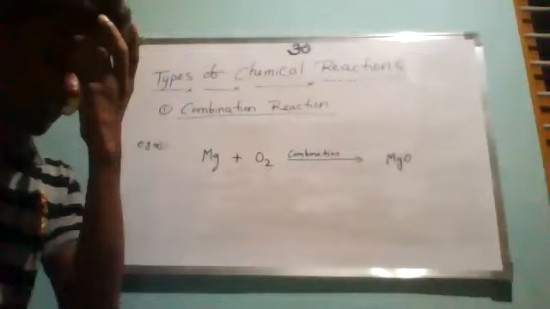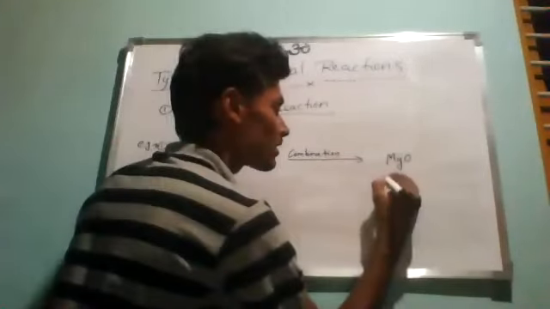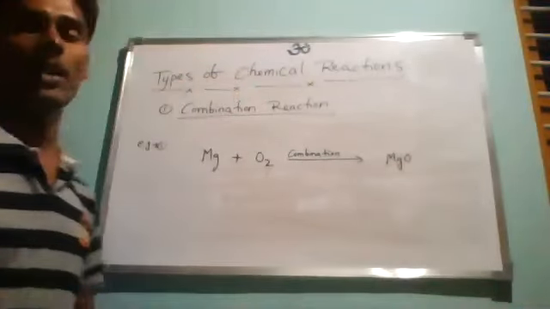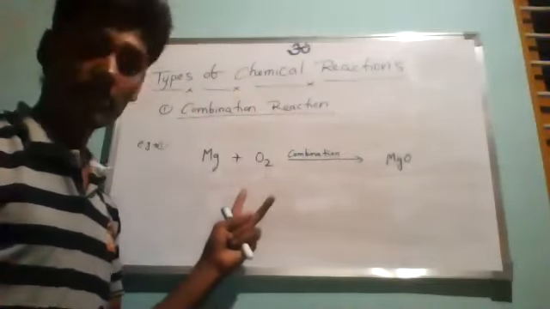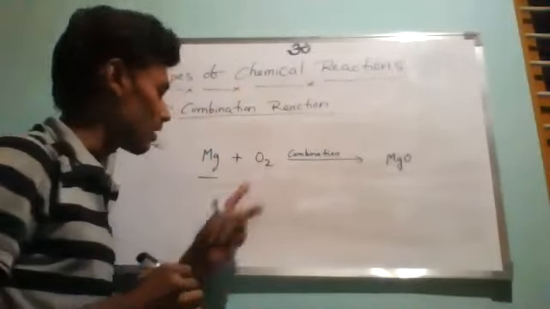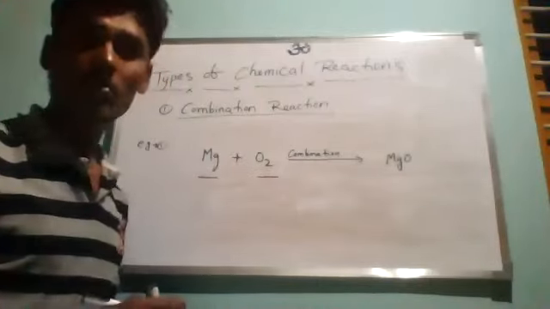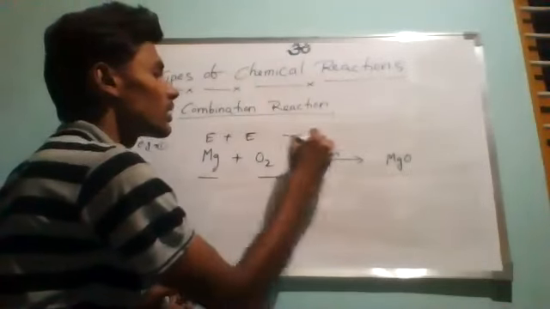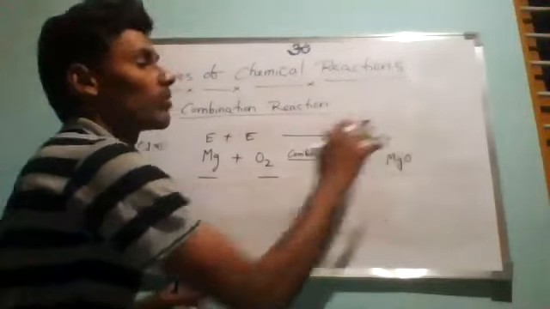Magnesium oxide. So for the product formed here, you can observe how many products are coming: only a single product called magnesium oxide. That is why it is called a combination reaction. If you see here, both reactants are elements. Magnesium is a single element and oxygen is also a single element. So this is an example where element plus element react together and form a compound.